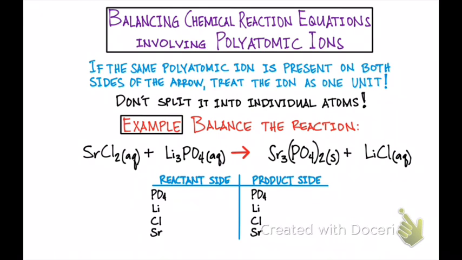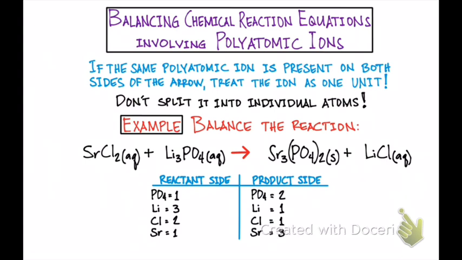So how many phosphate ions do we have on the reactant side and the product side? On the left, for the PO4, we have 1 phosphate unit, 3 lithium atoms, 2 chlorines, and 1 strontium. On the right-hand side, we have 2 phosphates, 1 lithium, 1 chlorine, and 3 strontiums.